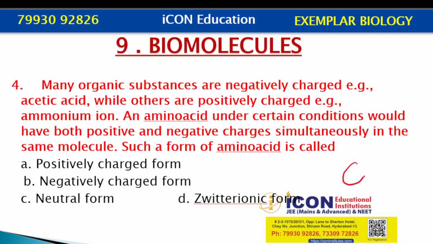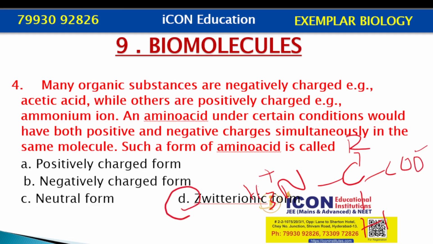So, alpha carbon, R variable, hydrogen, and NH3 positive and COO negative will form a Zwitter ion. Zwitter ion is a dipolar ion. It is a neutral ion. We are having both the positive and the negative ions. So such an amino acid is called a Zwitter ion.